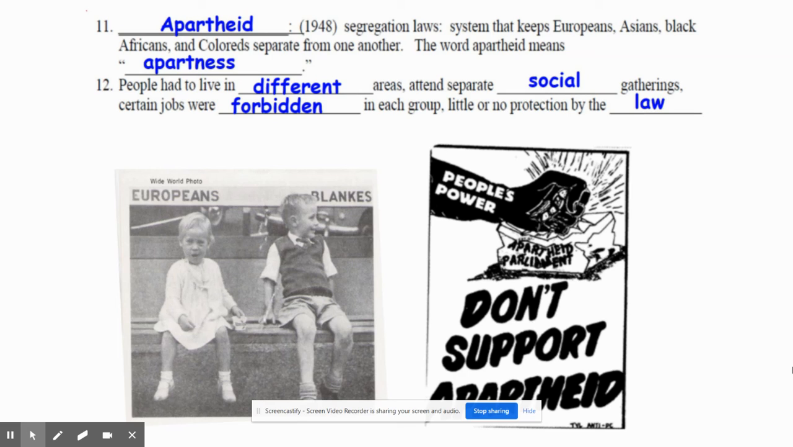So at some point in time, there are going to be people outside of South Africa who are going to notice this injustice. And there's a poster here that shows people's dissent to the apartheid movement. And what you're going to find is that certain nations are going to boycott South Africa until they change their policies.